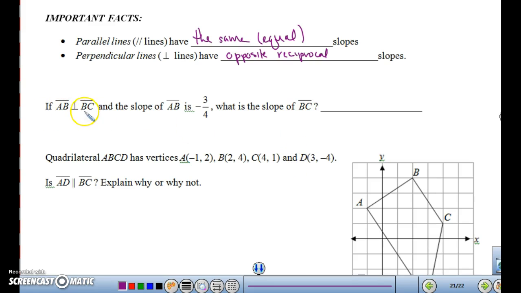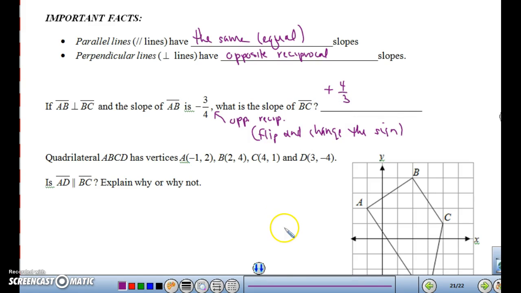So if AB is perpendicular to BC and the slope of AB is negative 3/4, what is the slope of BC? Well, we need to do the opposite reciprocal of negative 3/4. So we want to flip and change the sign. So negative 3/4 becomes positive, and then flip it: 4/3. So any line that is perpendicular will have an opposite reciprocal slope. Parallel lines have the same or equal slope.